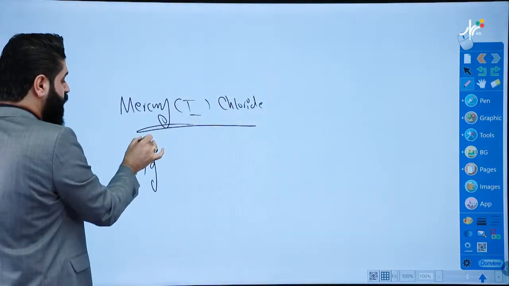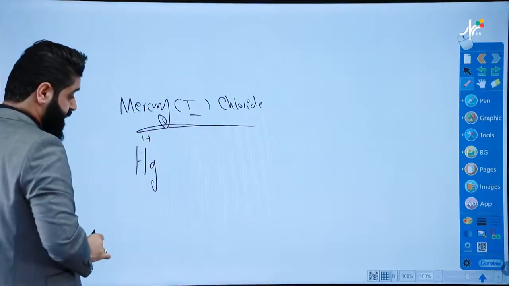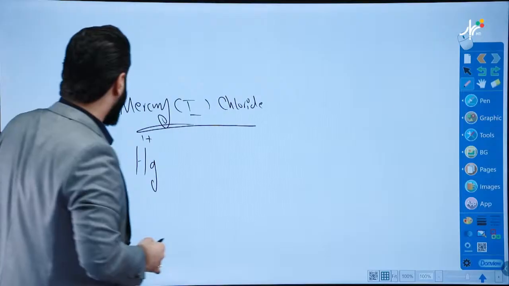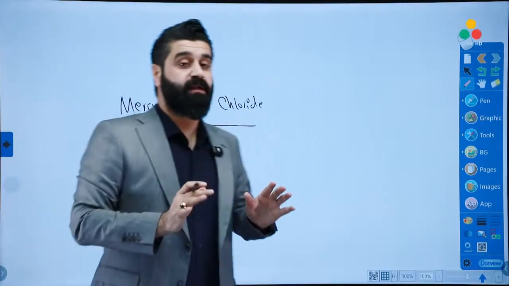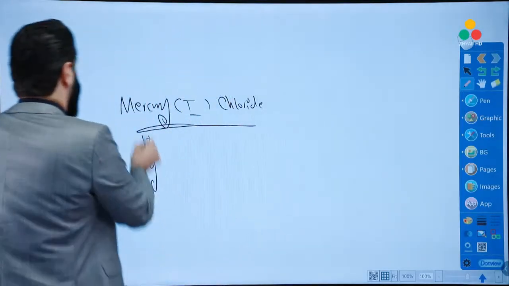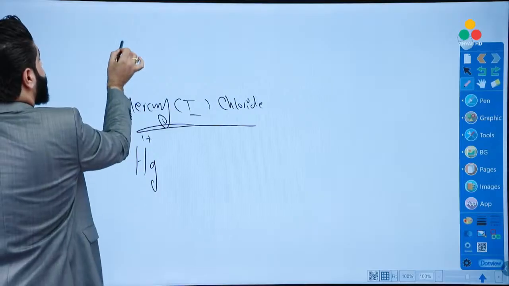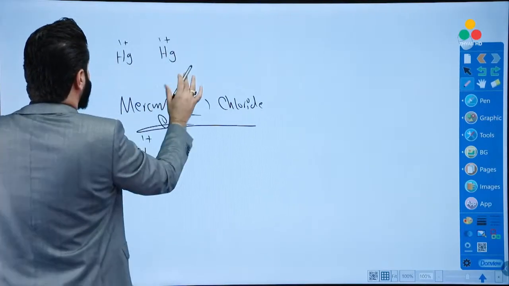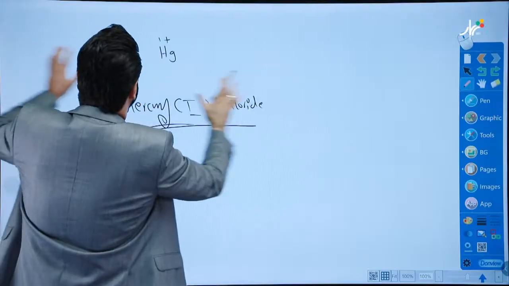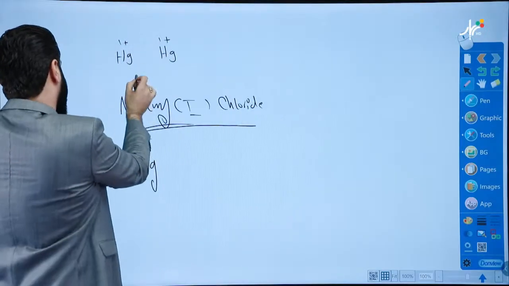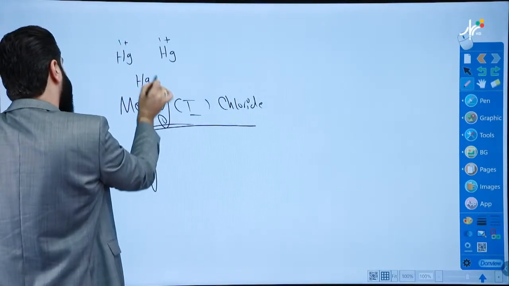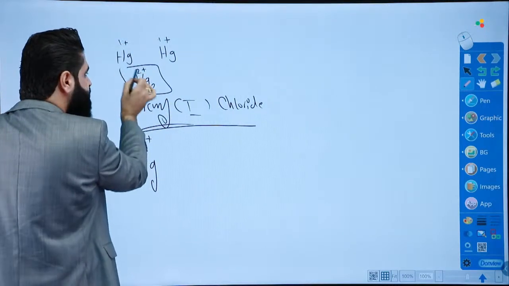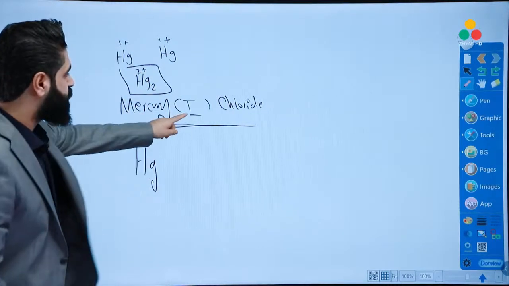Well, mercury is Hg. The charge is +1, so you may write this formula like this, which is wrong. Mercury +1, you know, we have this ion as the polyatomic ion. Okay? Mercury +1 is a very unstable ion. That's why two mercury atoms are combined together to form Hg2 with +2. However, the charge is +2, but it stands for +1.